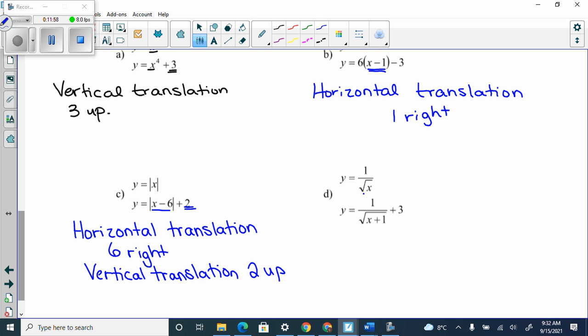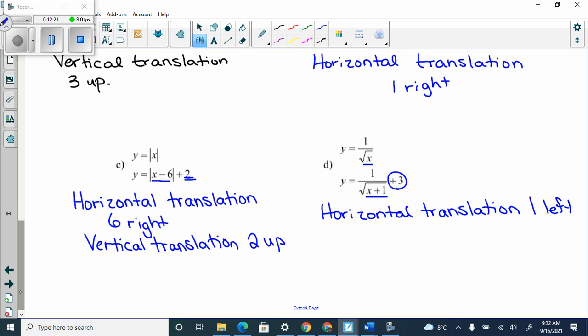So here we have a root x. Here we have a root x plus 1. So that 1 is with the x. It's being added to it. So it is a horizontal translation, one left. Then I have a 3 sitting at the back. What's that always? Vertical translation, 3 up.